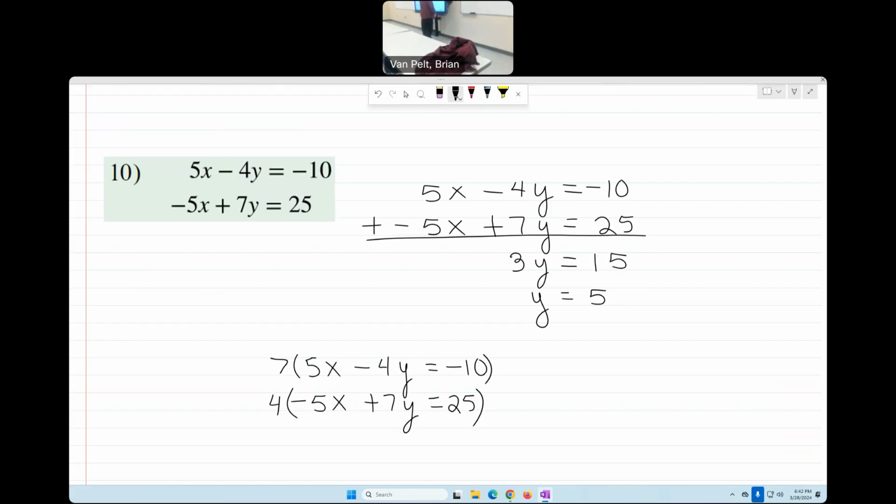So we get, this will give me 35x minus 28y equals negative 70. The other one is negative 20x plus 28y equals 100.